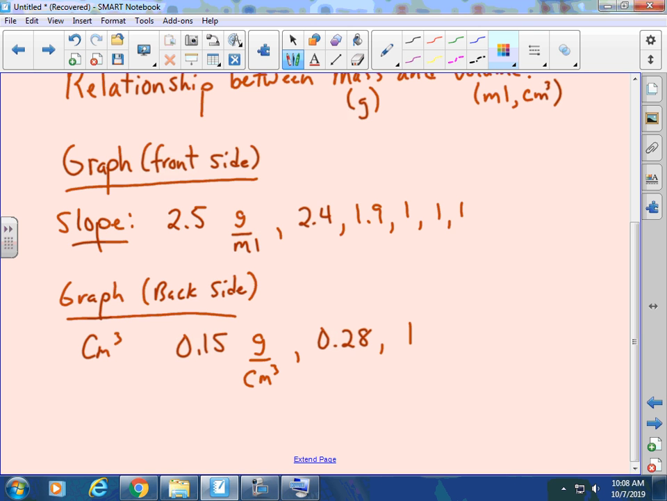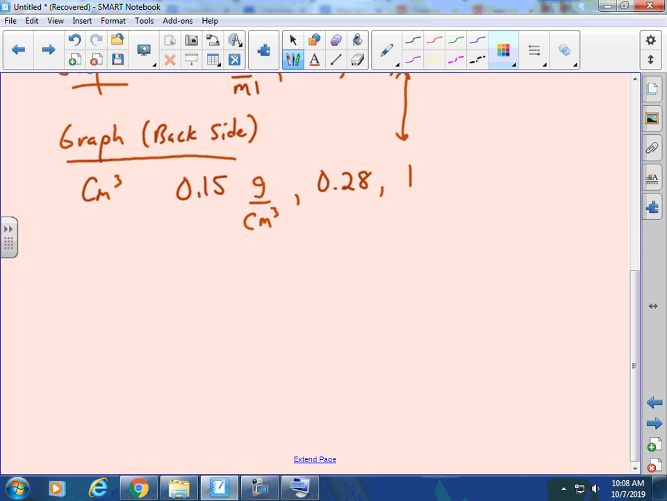Okay, and correct me if I'm wrong, but that was also the slope you had from the front side, wasn't it? So on the front side, you had grams per milliliter. You said the slope was 1 gram over milliliters. On the back, you said it's 1 gram over cubic centimeters. So what does that tell us about the relationship between the volume units, milliliter and centimeter cubed?